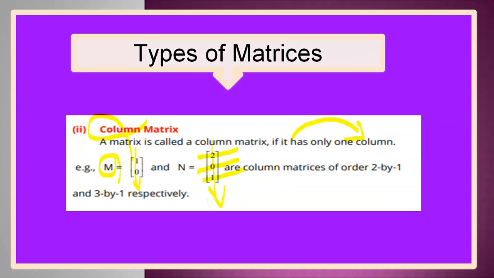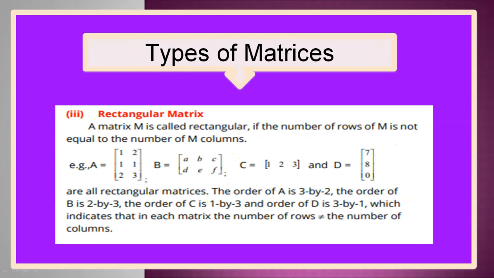So now we have learned the row matrix and the column matrix types. Now we are moving towards the third type, that is your rectangular matrix. You know what you are doing here? As the name suggests, rectangular matrix. How is it possible?